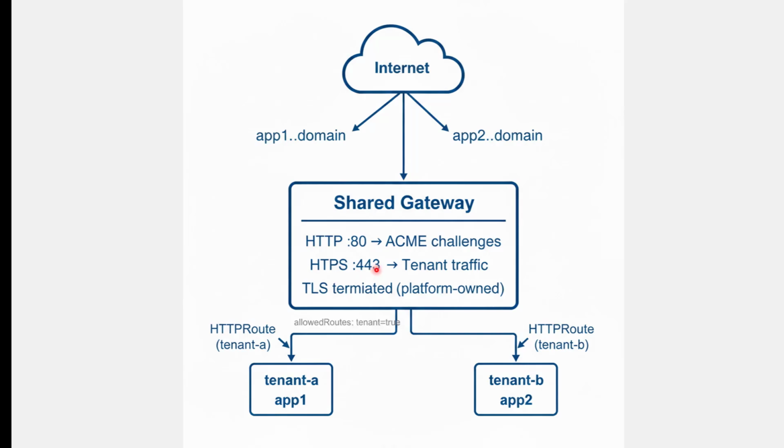This is where the isolation matters. So TLS is terminated once by the platform. After that, traffic is routed internally. This separation, automation on HTTP and tenants on HTTPS, is what keeps teams from breaking each other.